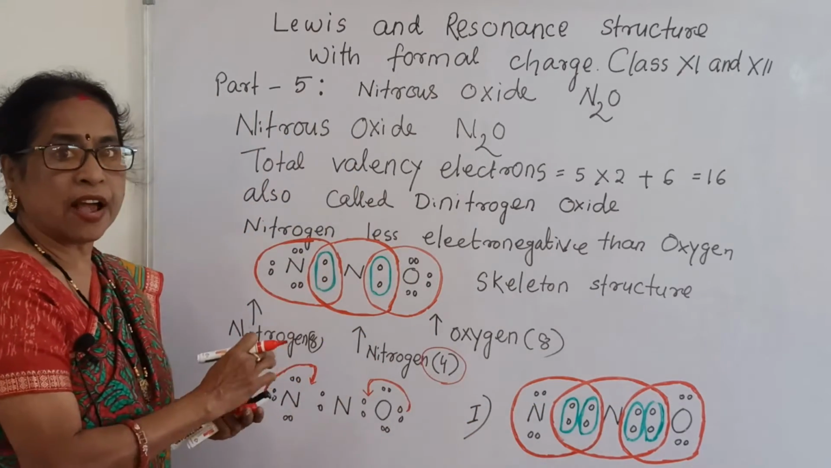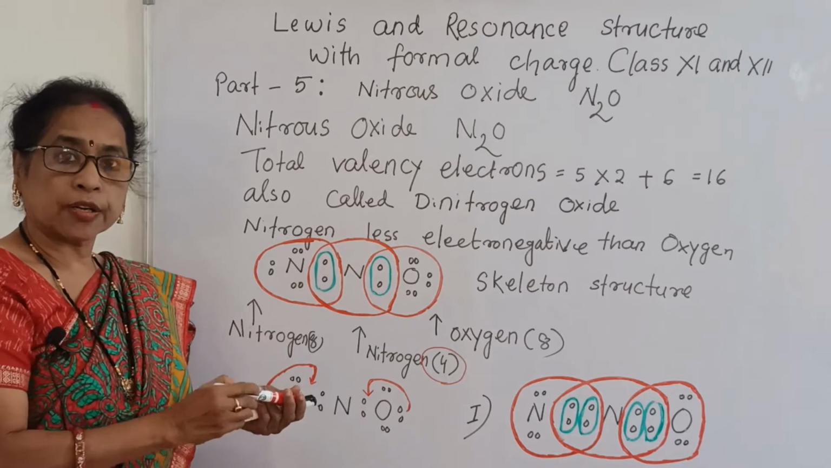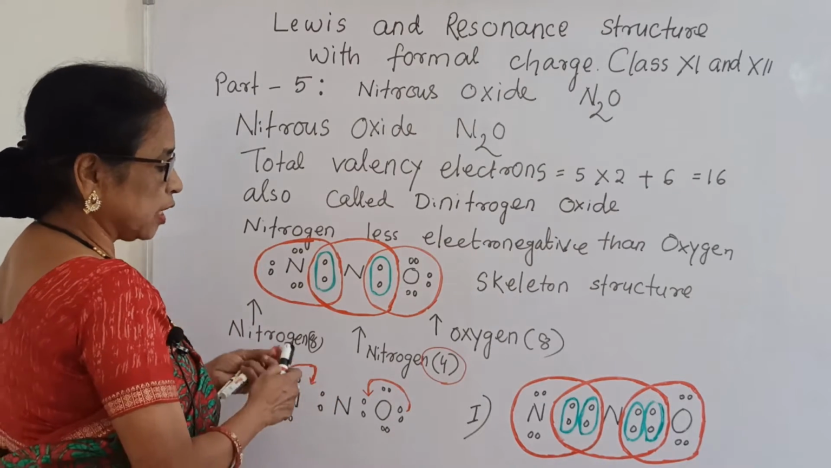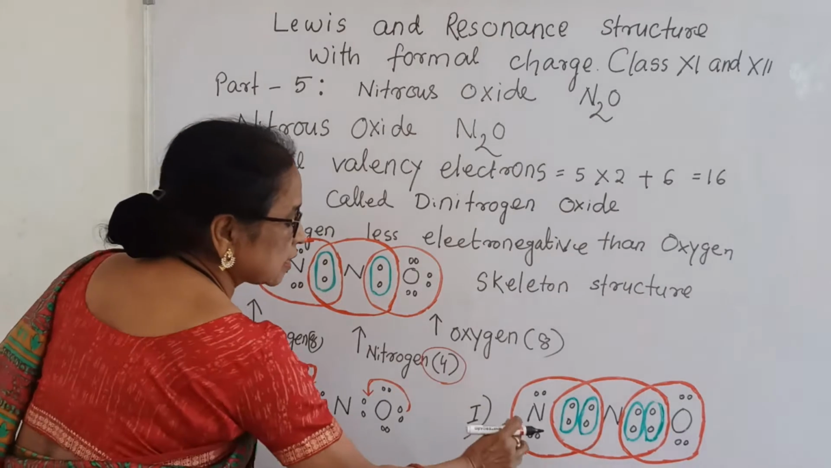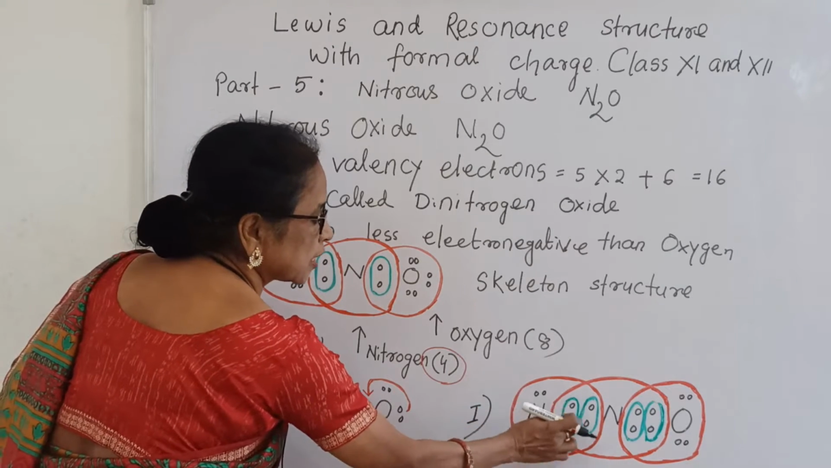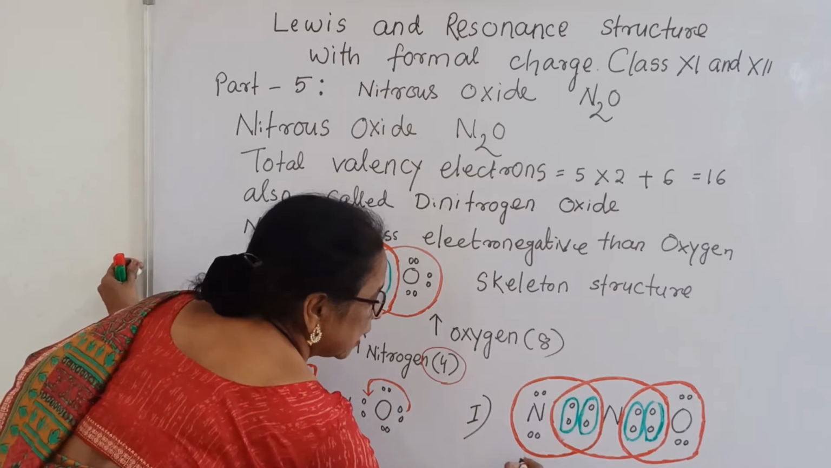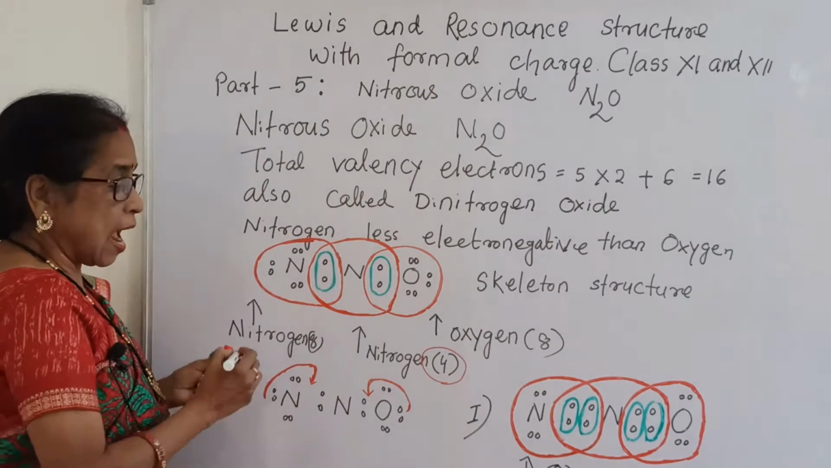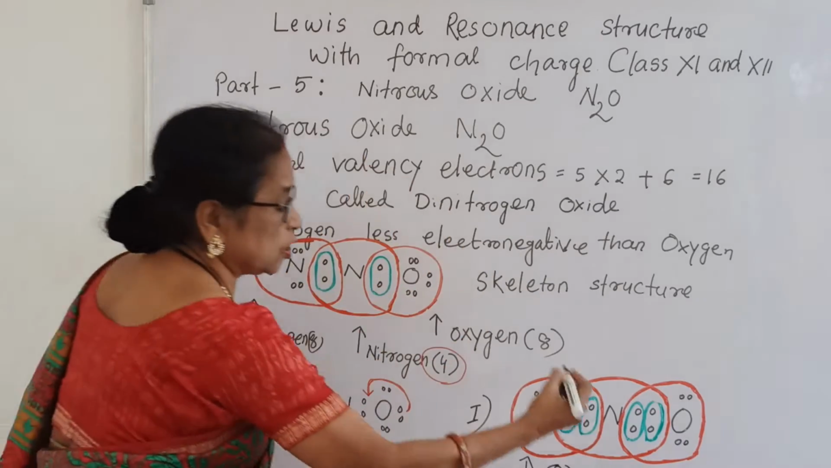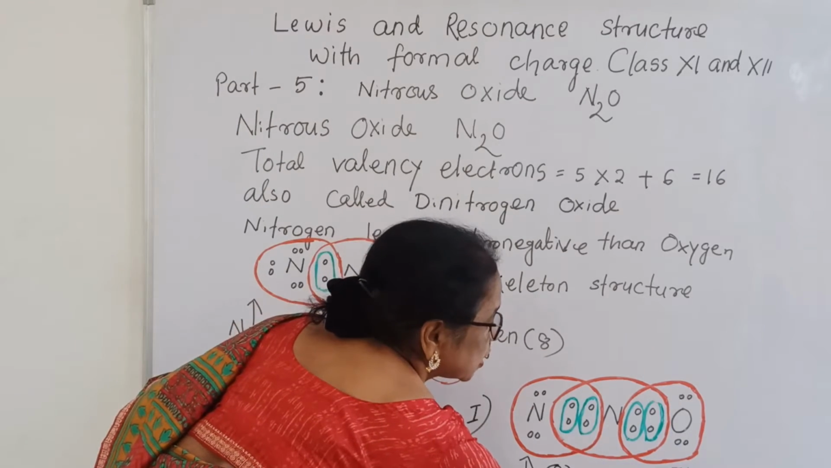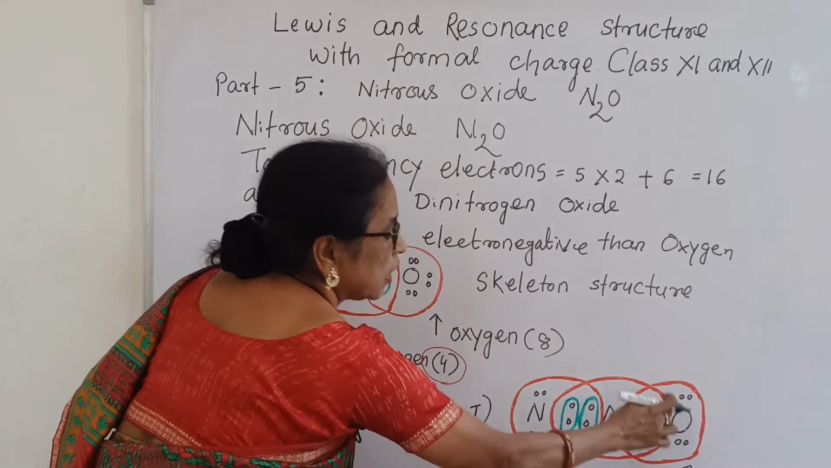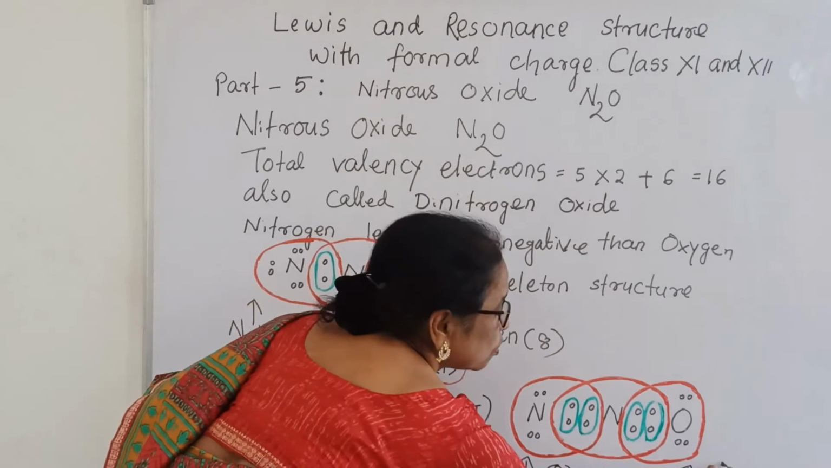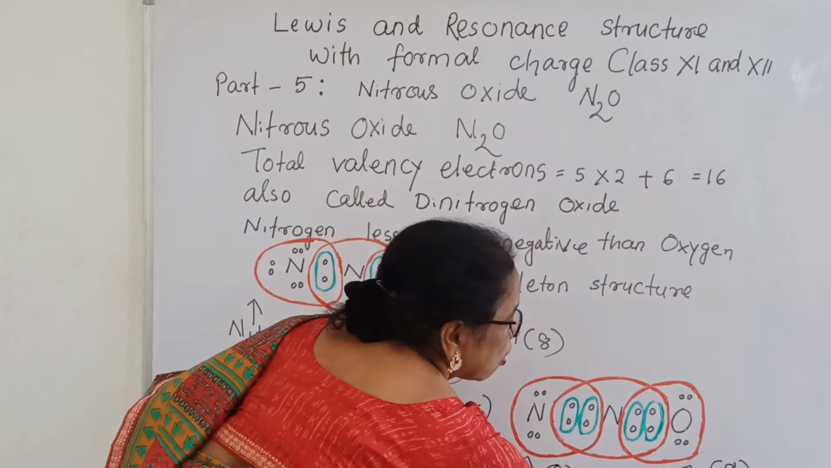Now we can check whether it follows the octet rule or not. Yes, we will check here. For this nitrogen, 2, 4, 6, 8. That means here it has 8 electrons. And when you come to the oxygen, here you can also see 2 plus 2, 4, and 4 plus 4, 8. That means here also it follows the octet.